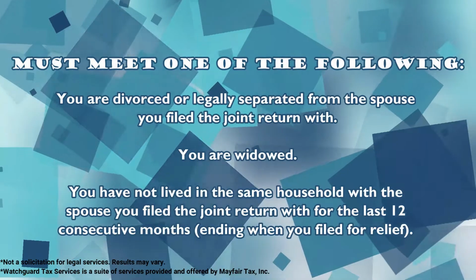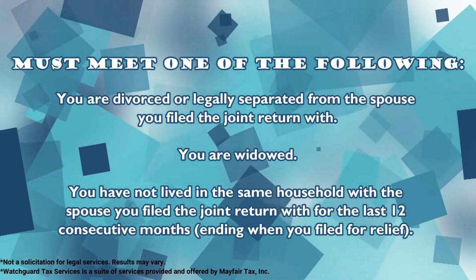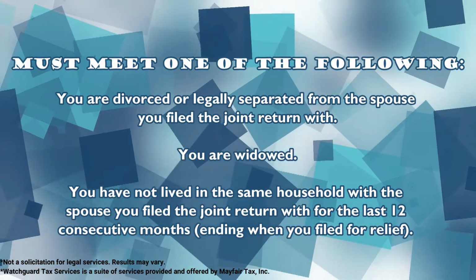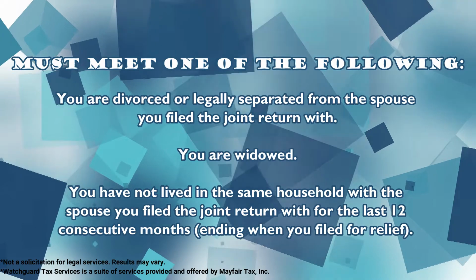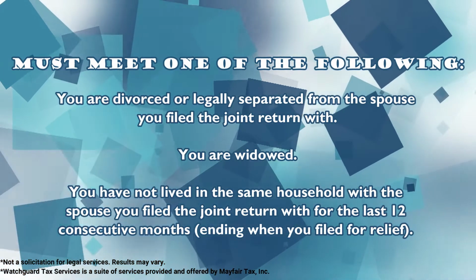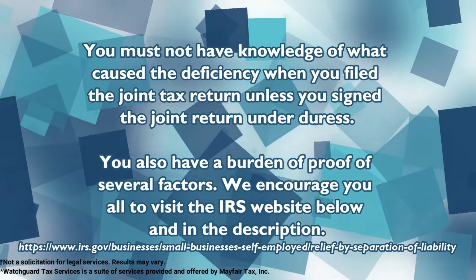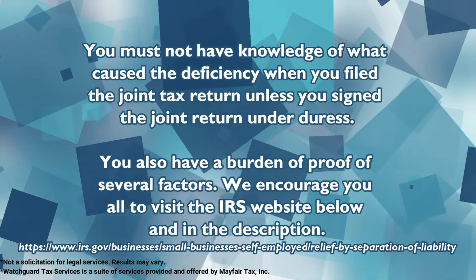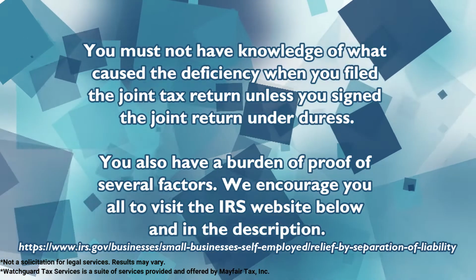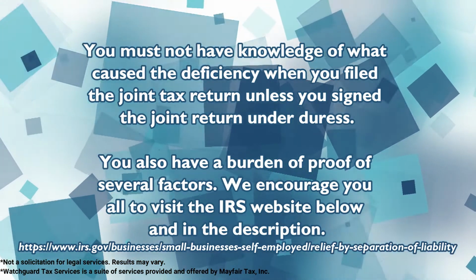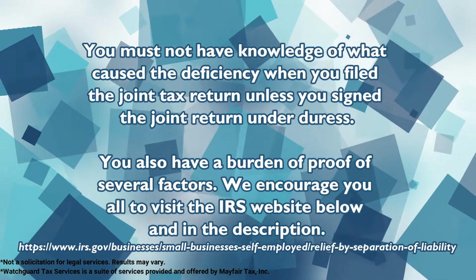You are divorced or legally separated from the spouse you filed the joint return with. You are widowed. You have not lived in the same household with the spouse you filed the joint return with for the last 12 consecutive months, ending when you filed for relief. You must not have knowledge of what caused the deficiency when you filed the joint tax return unless you signed the joint return under duress. You also have a burden of proof of several factors. Here is an IRS website we encourage you to look at to learn more about these factors.